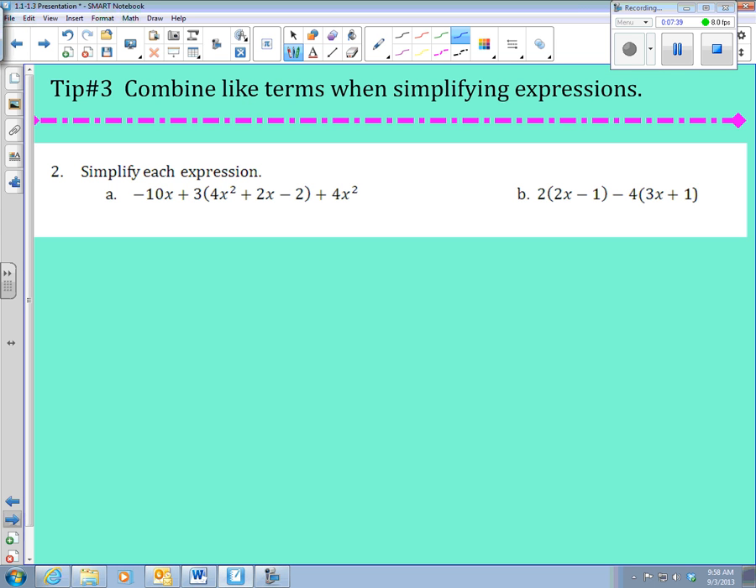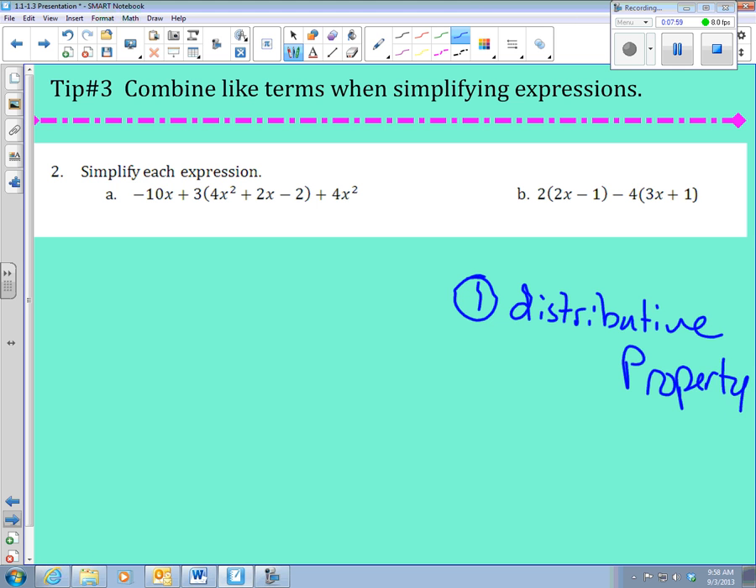Combine like terms when simplifying. Okay, simplifying expressions, not evaluating, but just simplifying them. A couple of steps. I always say this. Number one, I usually use the distributive property. Distributive property. That means get rid of the parentheses if there are any parentheses.